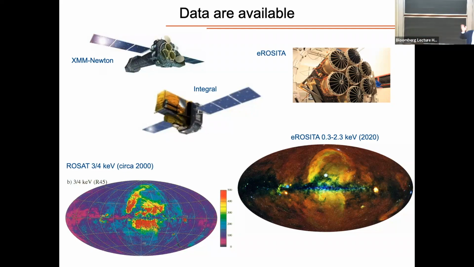ROSAT has a really bad spectral resolution. So everything is dumped in there. But even over there, you can tell that. If you have better spectral resolution, you can probably do better.